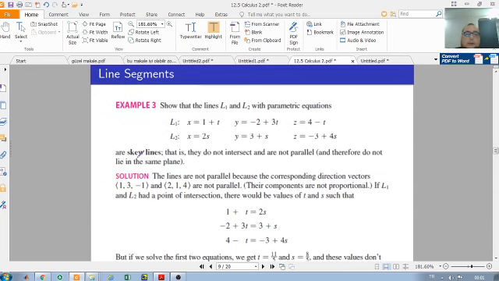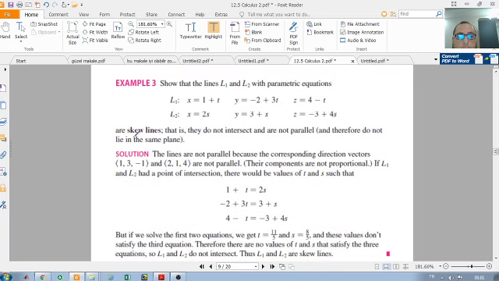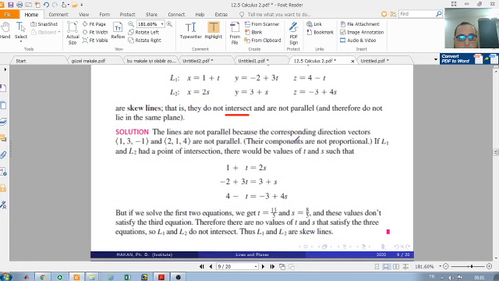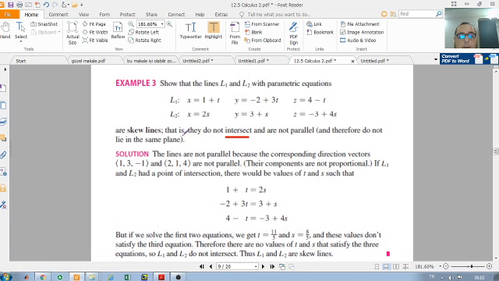So now we see an important example. Show that the lines L1 and L2 given by the parametric equations are skew lines, namely they don't intersect. We don't have any intersection point for the lines, and they are not parallel, and therefore do not lie in the same plane. Actually, they lie in parallel planes. We will see later.